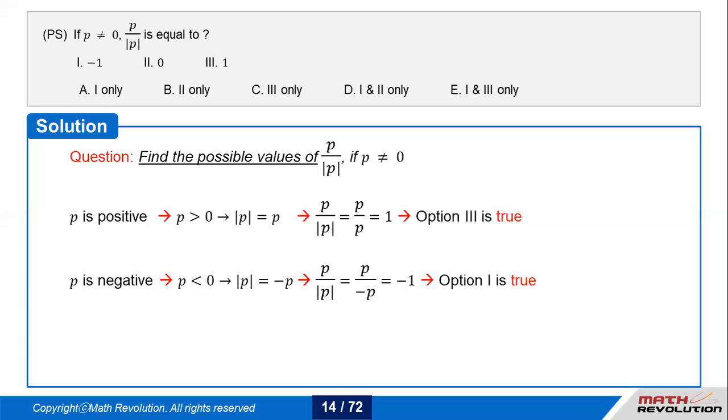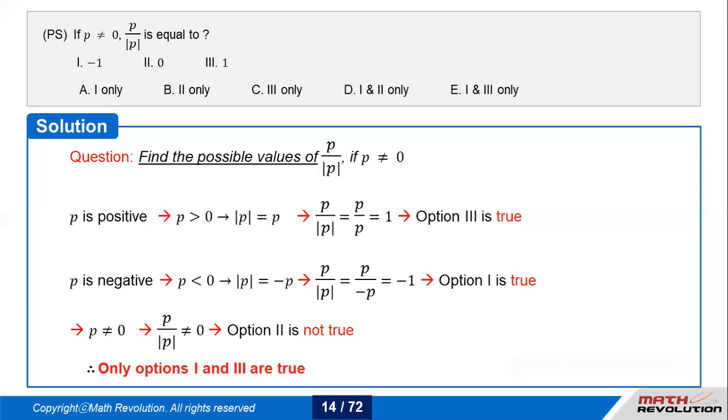Now, if I have to consider p as negative, p is less than 0. So the numerator becomes negative, but the absolute value of negative p would again be positive. So that gives me -1. So option number 1 happens to be true again. My first and third options, it cannot be equal to 0 because p is not equal to 0. So only the first and third conditions apply, which is E.